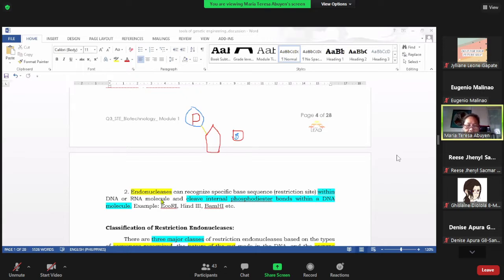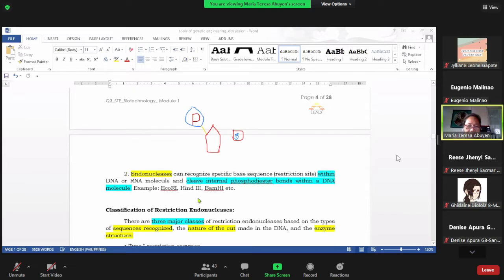Okay, so the endonucleases can recognize a specific base sequence, recognition site, or restriction site within a DNA or RNA molecule and cleave internal phosphodiester bonds within a DNA molecule. Examples are EcoRI, HindIII, BamHI, and others. We will come to that later.